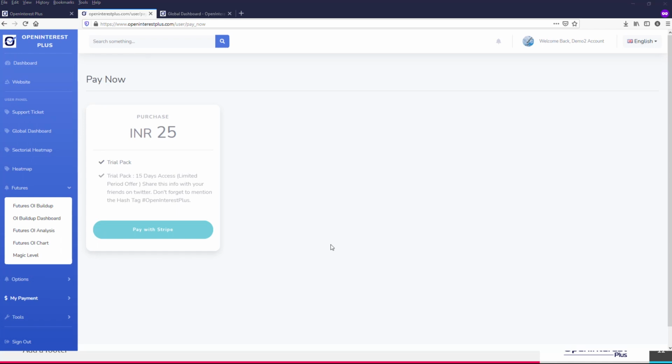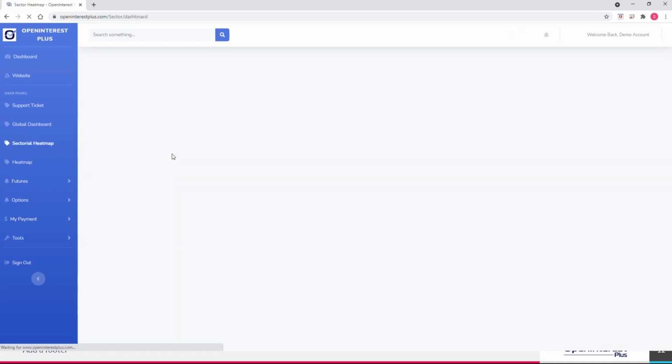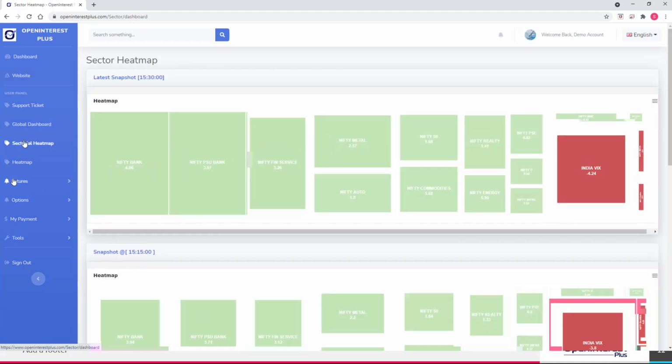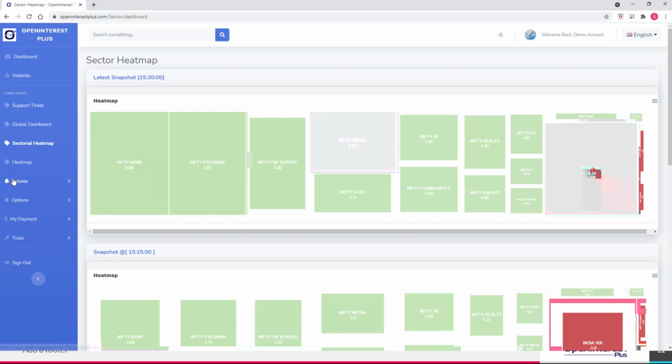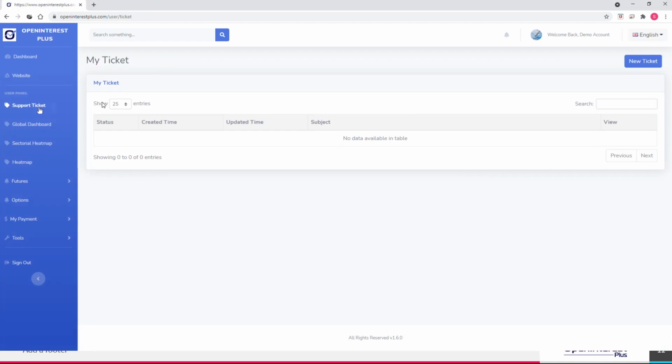Now let me quickly walk through. Once you have a plan activated, you will be able to access the rest of the system from the navigation menu. Before jumping into the options we have, I would like to talk about the important support system we have built into the system, basically the support ticket or the ticketing system.